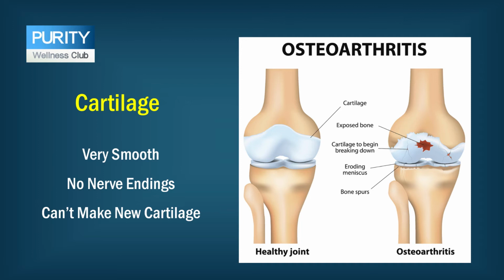The bad news is that because it has no nerve endings, there is no early warning system. So our body won't know that we have arthritis until we have already lost a fair amount of cartilage. Our body generally can't make or regenerate new cartilage. So when we have osteoarthritis, this condition is basically irreversible.